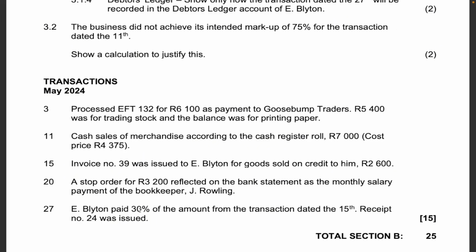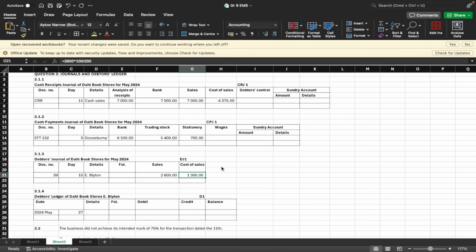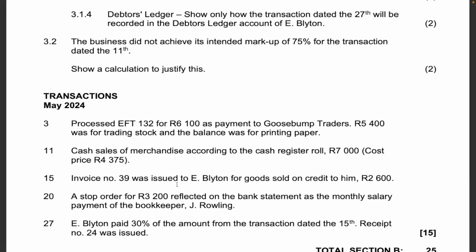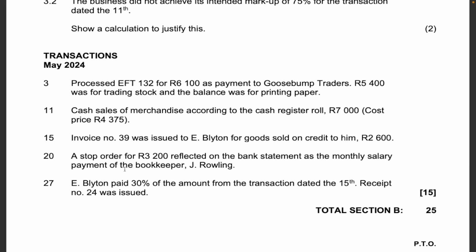So you just have to bear that in mind. Okay, that was easy enough for us to do. So let's go back here, and on the 20th, a stop order for 3,200 Rand reflected on the bank statement as the monthly salary payment for the bookkeeper J. Rowling. Now, what is happening here?